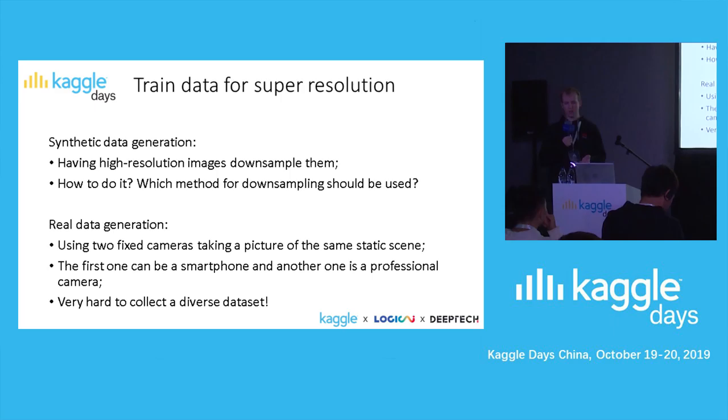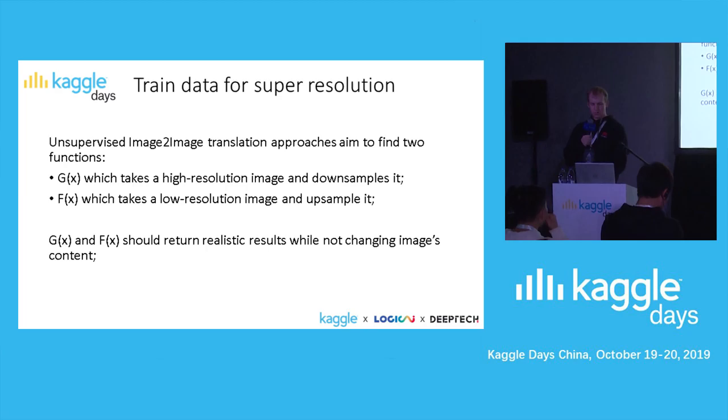And again, the problem here is the same as in the denoising task, because again, it's very hard to collect a diverse data set. We again cannot capture lots of pictures in outdoor environment. And we will again have some kind of bias in our data set. And there is no way to remove it with such two approaches.